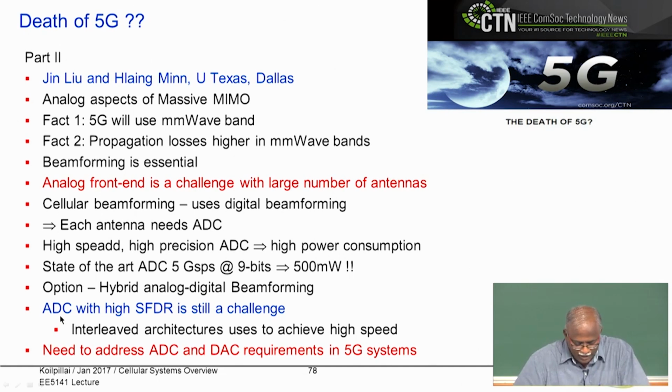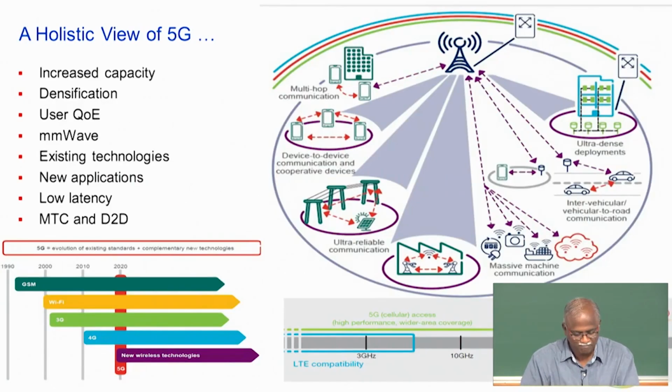So, again, ADC is going to be a challenge, DAC is going to be a challenge. How do you address it? Do not just say my massive MIMO will give me 10 times capacity; you actually have to build devices that can meet those requirements. So, caution well taken. We want to be realistic and say that maybe massive MIMO will be 16 cross 16, not 256 cross 256.